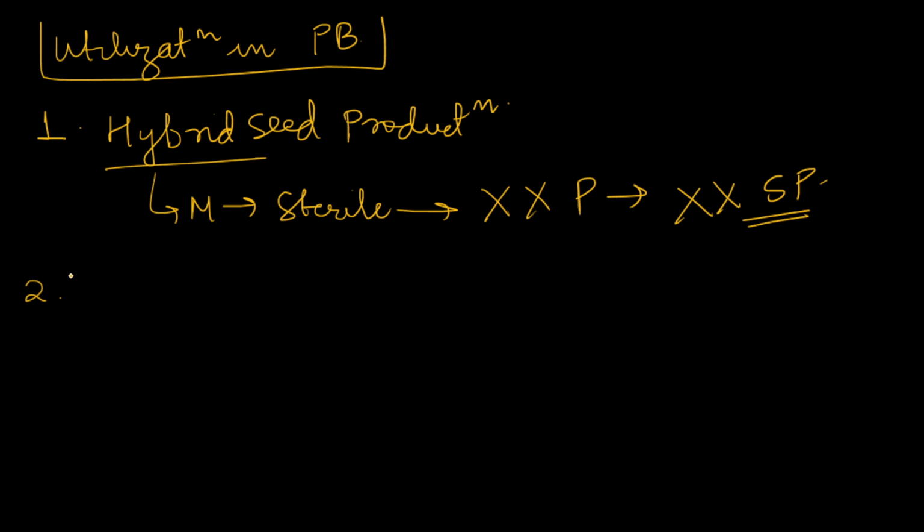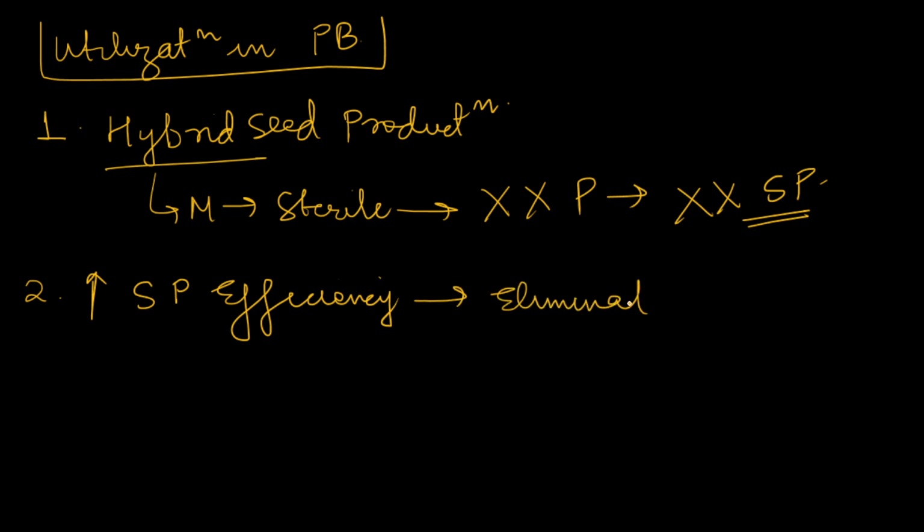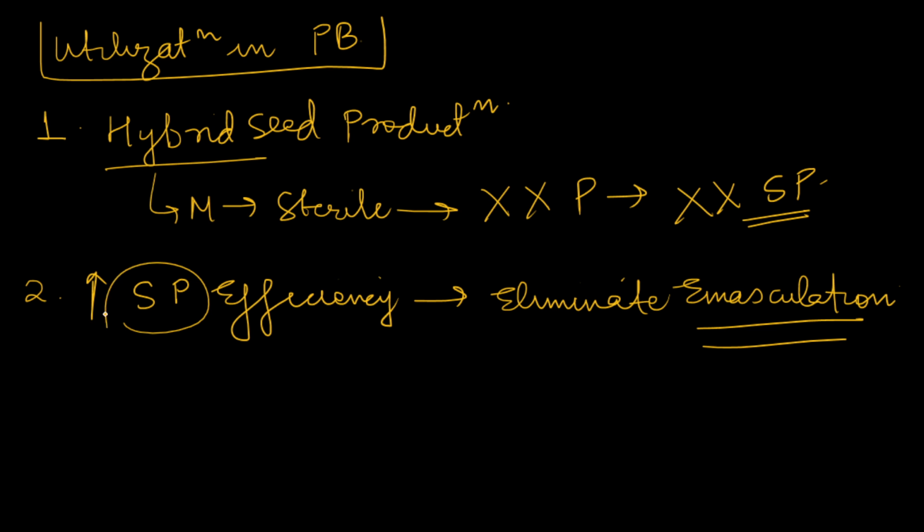Secondly, it increases the seed production efficiency, because here we eliminate the need for emasculation. What is emasculation? In emasculation, we remove the male parts of the flower so that it doesn't self pollinate. But here the male part is not able to produce functional pollen, so there is no need of emasculation. So it simplifies the breeding process. And this is highly useful in crops such as maize.